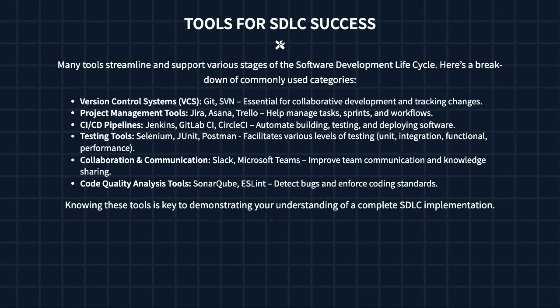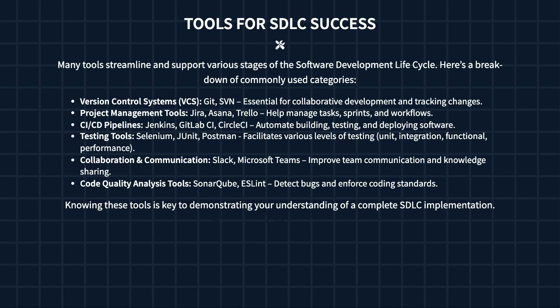Okay, let's talk about the tools that make an SDLC run smoothly. There's a whole toolbox out there designed for this process. You'll definitely want to be familiar with version control systems like Git. They are fundamental for teams working together on code. Project management tools like Jira, Asana, and Trello help keep things organized by tracking tasks and sprints.